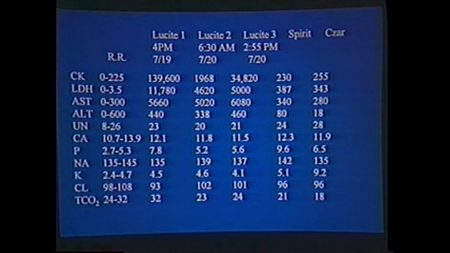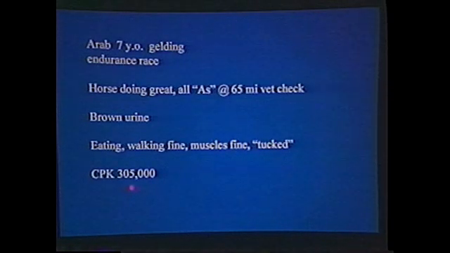My bias is the myoglobin is not the nephrotoxin. There's adequate work to show hemoglobin and myoglobin are not the nephrotoxins. There's other small molecular weight compounds that are excreted that are the toxins. My hunch is that in some of these horses that do fine in endurance races, even with brown urine and high CPKs, but is just doing terrifically, don't release whatever that nephrotoxin is.